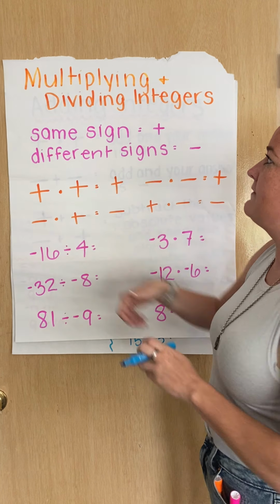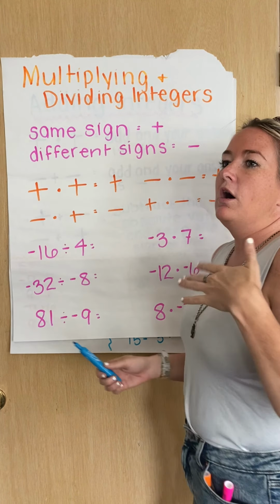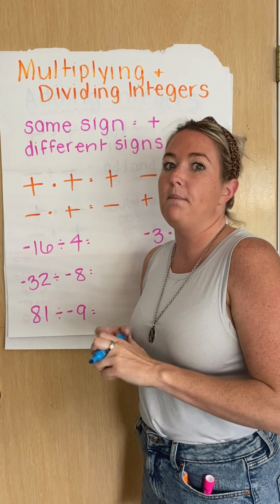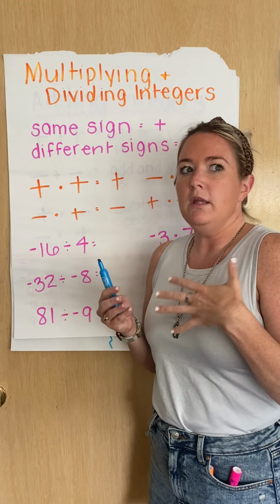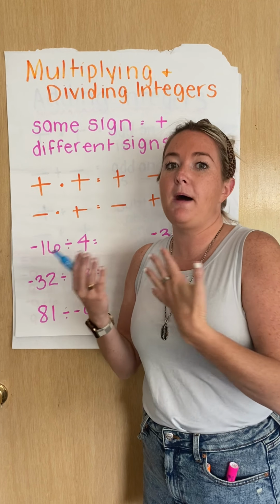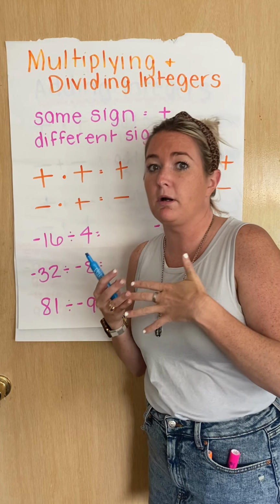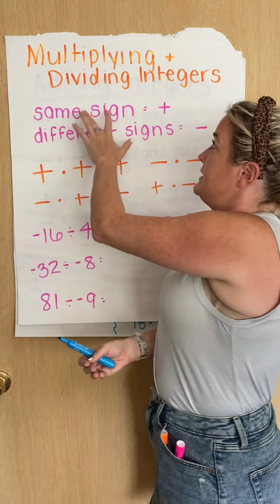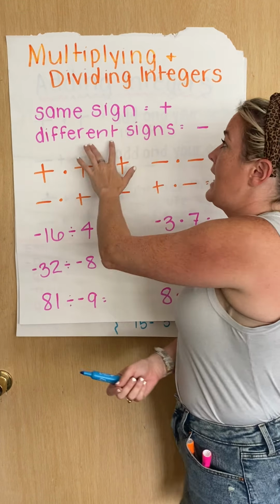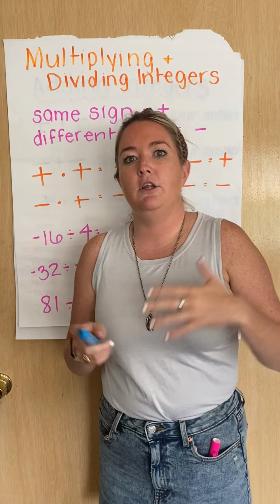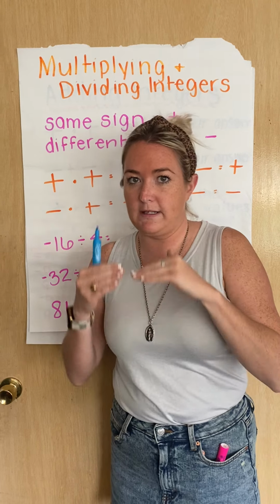When you're multiplying and dividing, when you have the same sign, so a positive and a positive or a negative and a negative, your answer is always going to be positive. So if I'm doing a positive number divided by a positive number, it is going to be positive. A negative number divided by a negative number, it is going to be positive. So remember, same sign, it's positive. When your signs are different, it's going to be negative. So for example, if I have a negative divided by a positive, it's going to be negative.